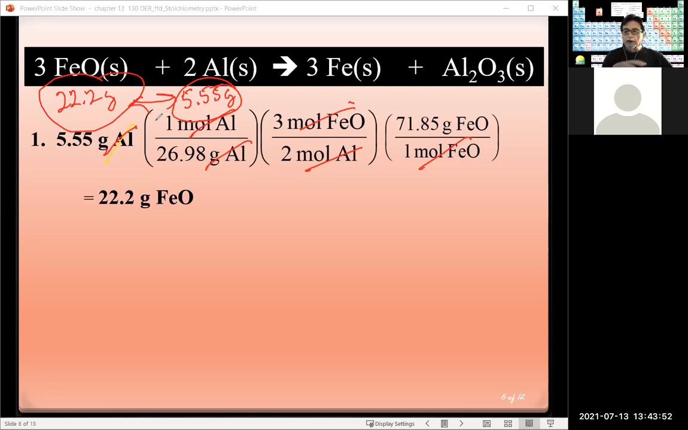Now, if I wanted to calculate how much of the products I made, I can do that, given any of these numbers. Okay, I can calculate how many grams of iron or how many grams of aluminum oxide I make with these numbers. In fact, that's the next problem, where we are starting with 10.2 grams of aluminum, okay?